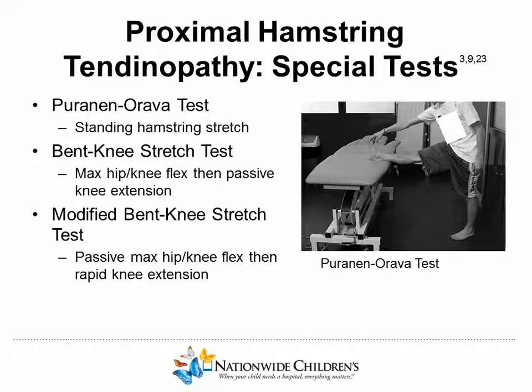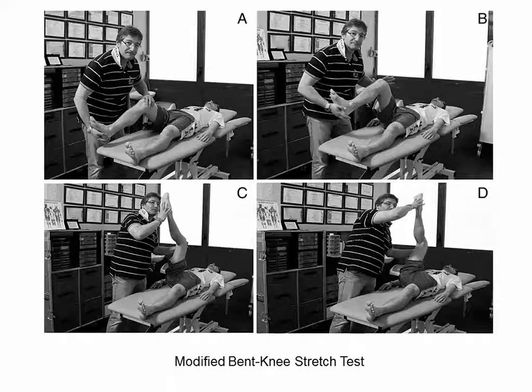So all three have been supported in the literature for diagnosis of proximal hamstring tendinopathy, with the modified bent knee stretch test showing the best sensitivity, specificity, and positive and negative likelihood ratios, all ranging between around 89 to 91%. So if you're going to choose one, that's probably the best one. And then this is just the illustration of the modified bent knee stretch test.